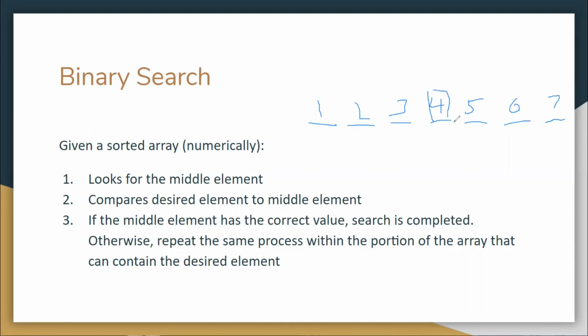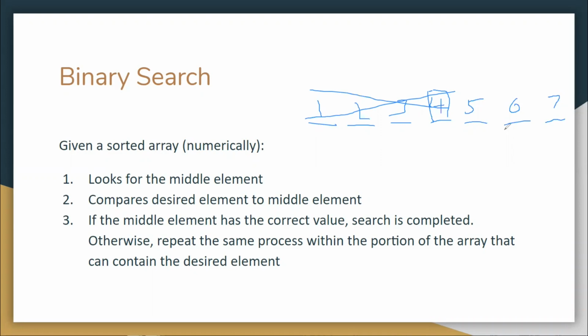Is 4 equal to 5? No. Therefore, we must compare our desired element to 4. 5 is greater than 4. Because 5 is greater than 4, everything underneath 4 can be excluded, because if 5 is greater than 4, it must be greater than anything that is less than 4. So therefore, we can get rid of this entire portion of our original array and only search through this array. And then we repeat the process.